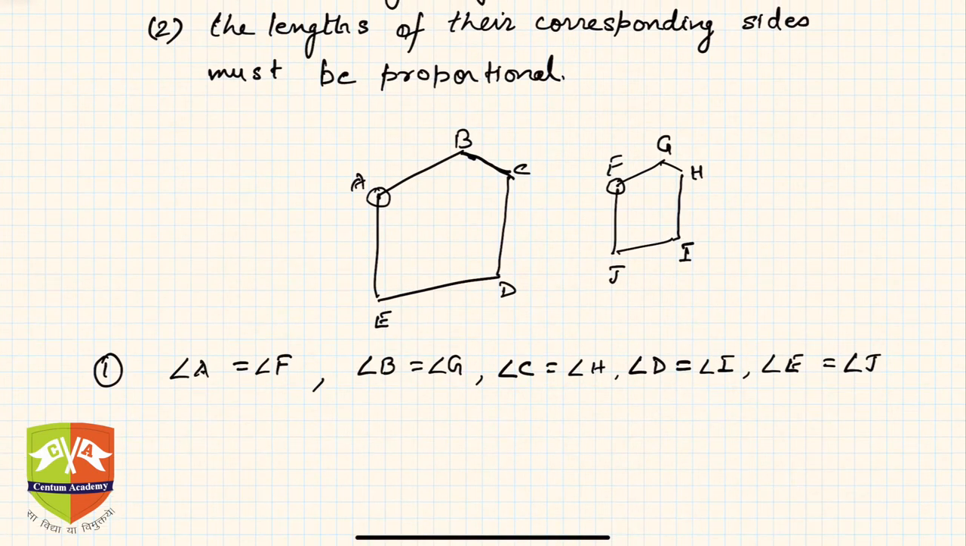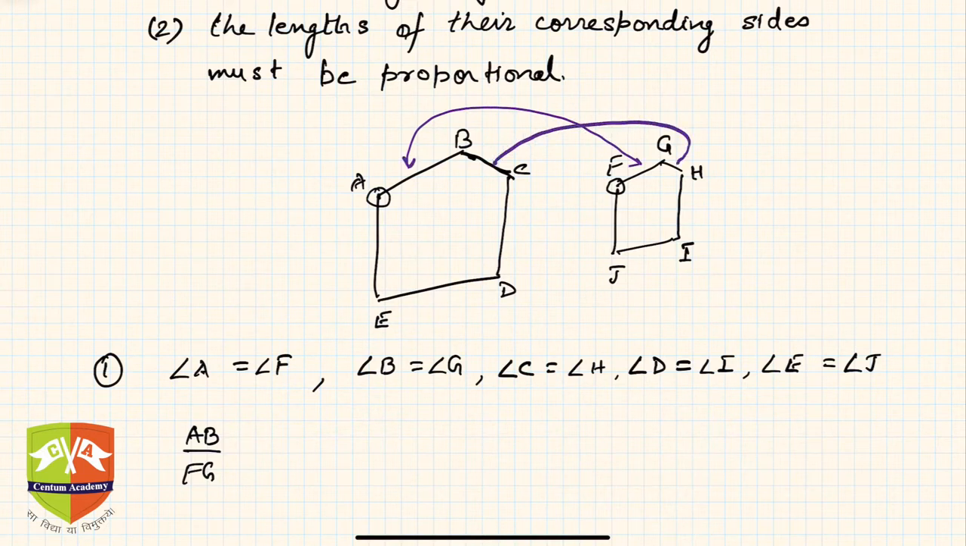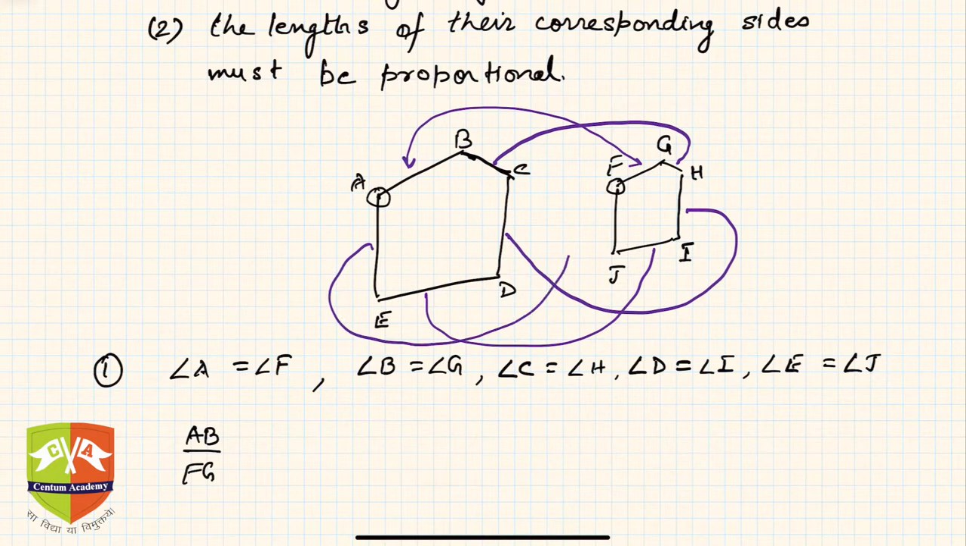The lengths of their corresponding sides must be proportional, meaning AB by FG. So if you see, these are two corresponding sides' lengths, isn't it? Similarly, BC corresponds to GH, CD corresponds to HI, ED corresponds to JI, and AE corresponds to FJ. Okay, so please take care of these corresponding sides, it is very, very important.